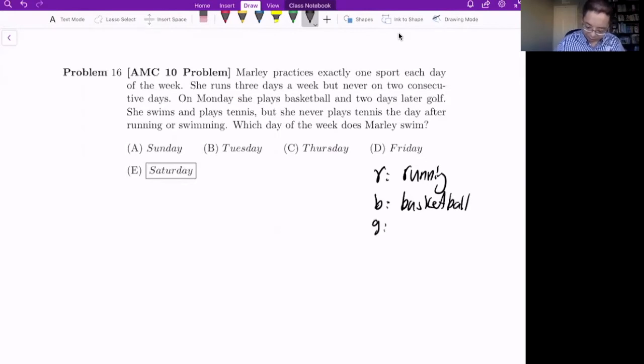And G means golf, S means swimming, and T means tennis. All right, so running is 3 days. She runs 3 days, not on 2 consecutive days. Okay, so let's draw a table.